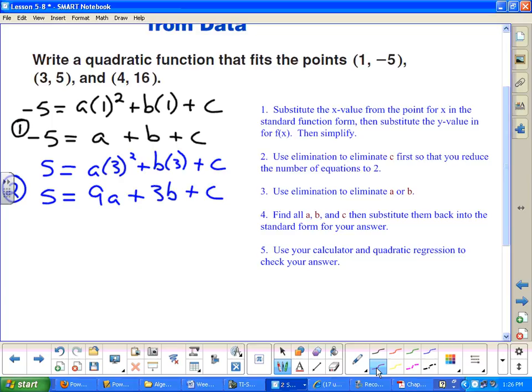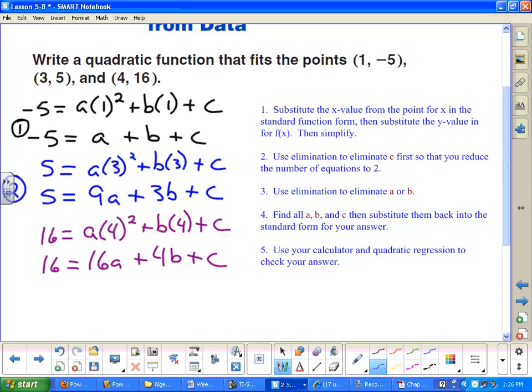Then we'll do the third point. So we have 16 equals a times 4 squared plus b times 4 plus c. So 16 equals 16a plus 4b plus c. And that's going to be equation 3. Okay, so I'm going to use those 3 equations and do elimination to get down to the point where I can find the value of a, the value of b, and the value of c to find the quadratic function that goes through those 3 points.